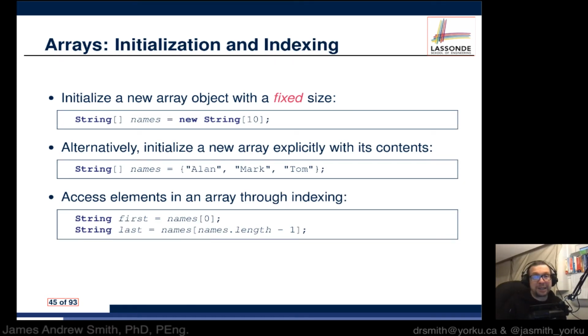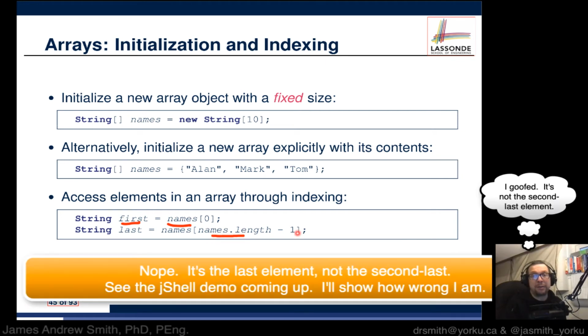You can access elements in an array through indexing. So we could, for instance, set up a variable called first, and it would be based on the contents of the 0th element in the names array. We could also try and find some other value inside of the names array. So for instance, we're looking for the second last value in this case. We use the length of the array minus 1, so that'll give us the second last value.